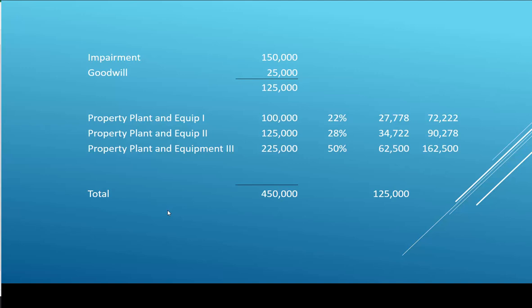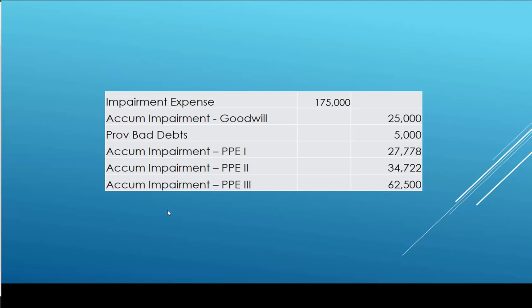So we can see that we have three assets having a proportional allocation of the individual assets. So that leaves us with an impairment expense, and we can see an impairment for goodwill, we can see a write-down of bad debts, and we see the impairment being allocated to those three property, plant, equipment assets. And that gives us a reduction in the book value for our cash generating unit of $175,000.